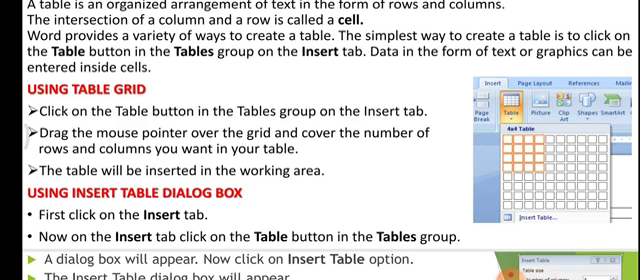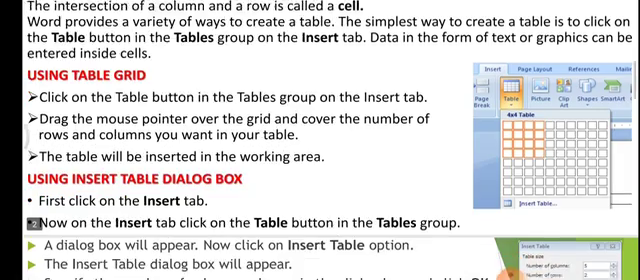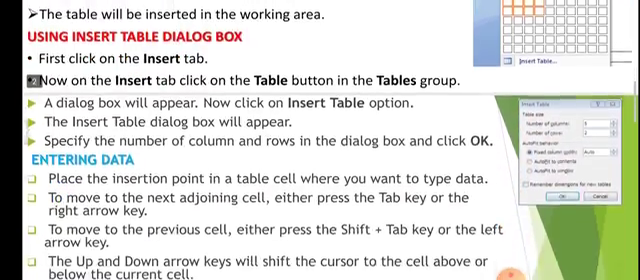Student, when you click on the Table option, the first option is the grid. When you select a number of boxes, it represents a table in your document. For example, in this picture we are selecting 4 columns and 4 rows, so a 4 cross 4 table will be inserted in our document.